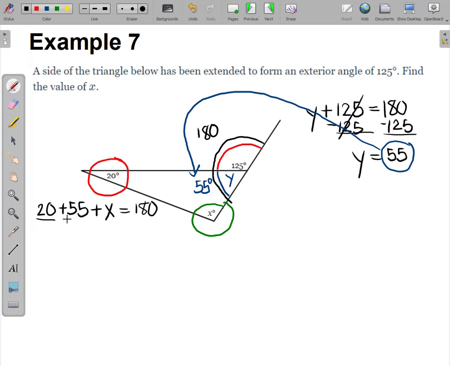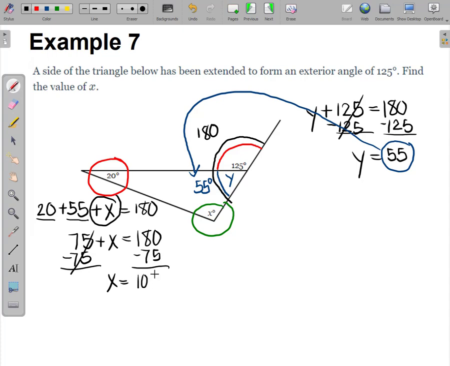I will combine 20 and 55, those are constant terms, and we only have one x there. So 20 and 55, that's 75, plus x equals 180. And then to solve for x, I'll subtract 75 on both sides. That's going to cancel, and I now have x equal to 180 minus 75, and that gives me 105. The question is to find the value of x. We found out that x is 105, so I'm just going to box that, and we are good to go.